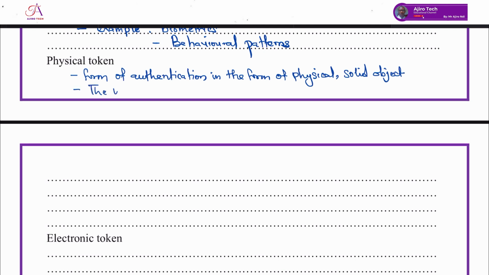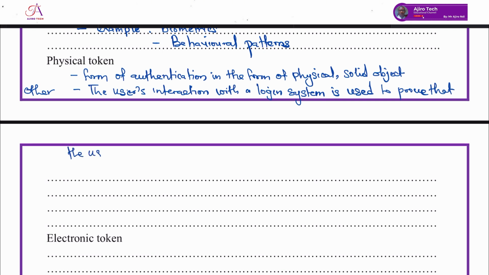Okay, so the user interaction for another point. Now, of course, it's just one, but I'll probably put this as order. So the user interaction with a login system is used to prove that the user has possession of the token.